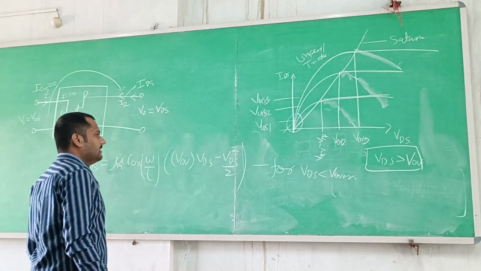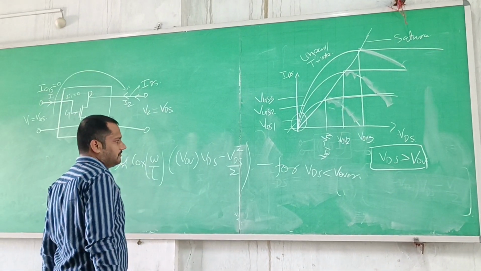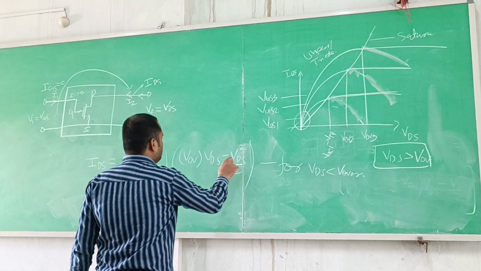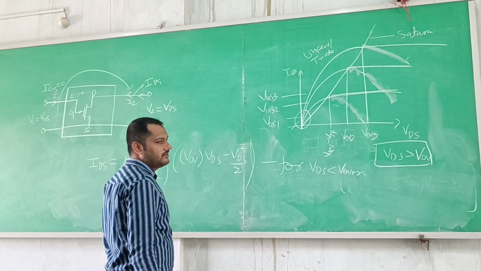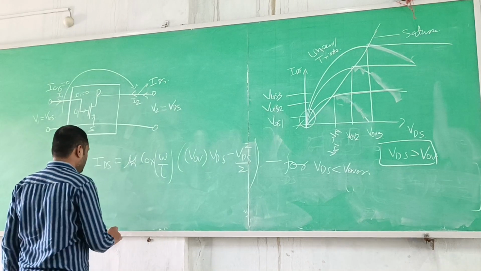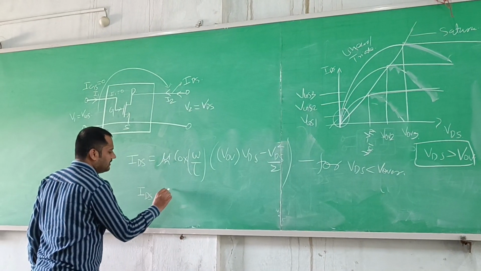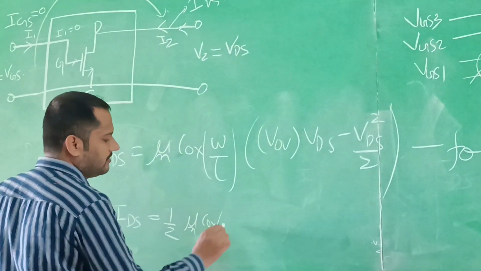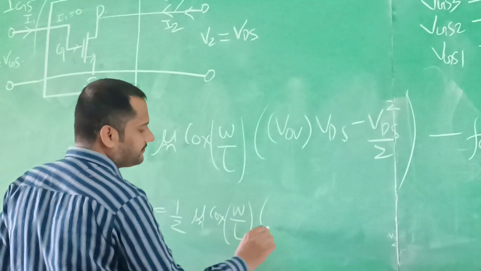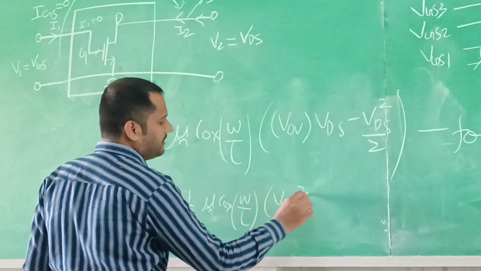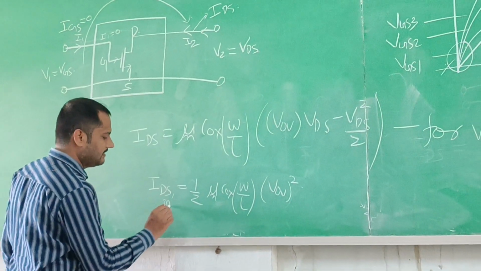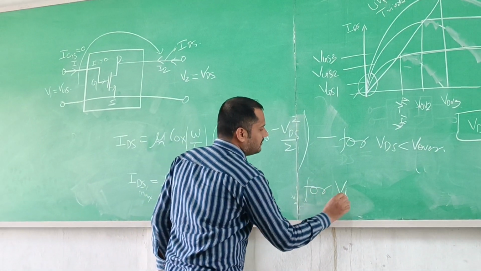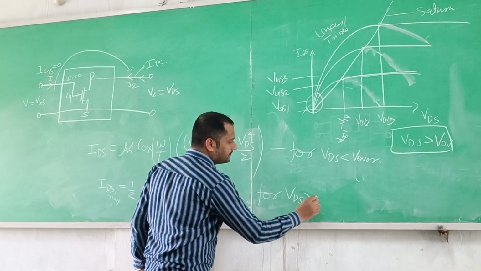But after this our maximum will be reached. So we will put VDS equal to V overdrive in this equation and recalculate its value. So IDS comes to be half mu n C of W by L V overdrive square. This is IDS max. And this equation is valid for VDS greater than or equal to V overdrive.